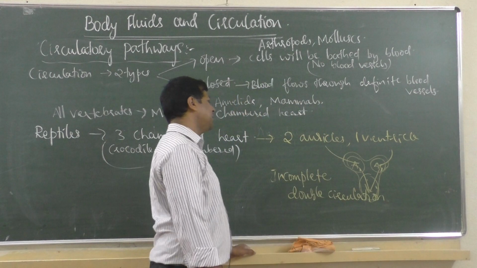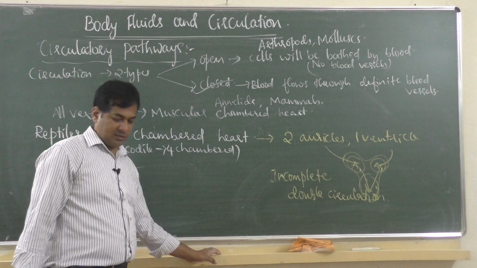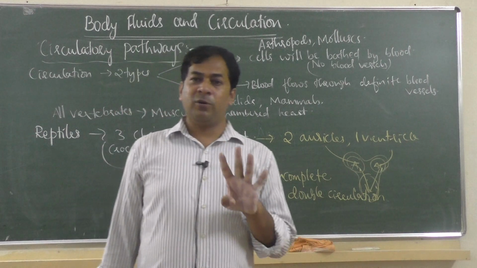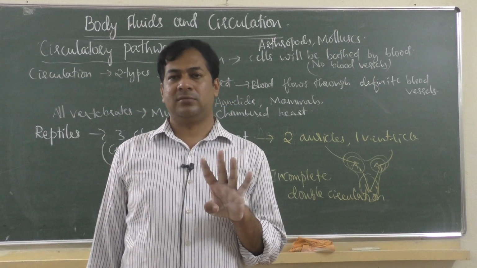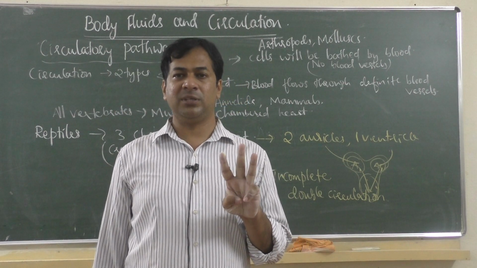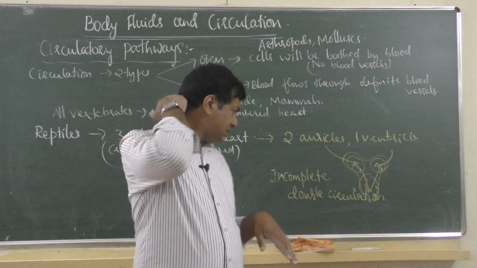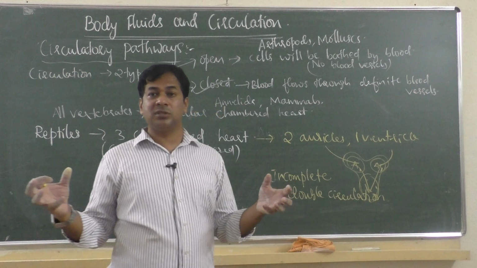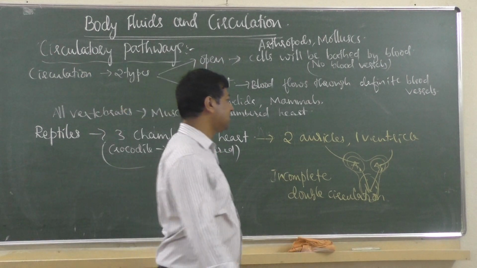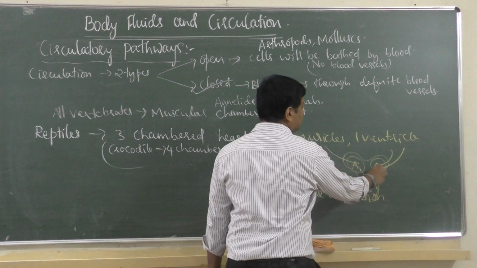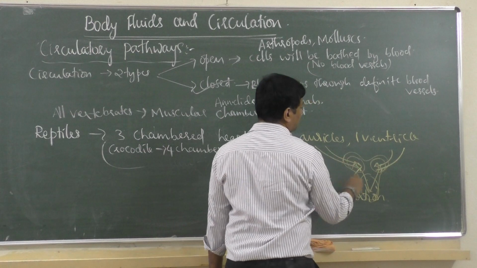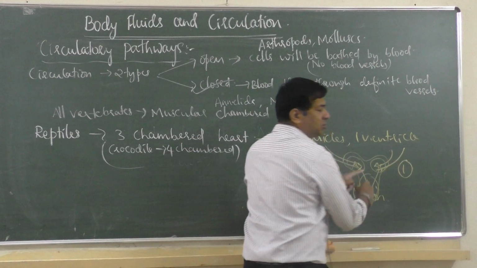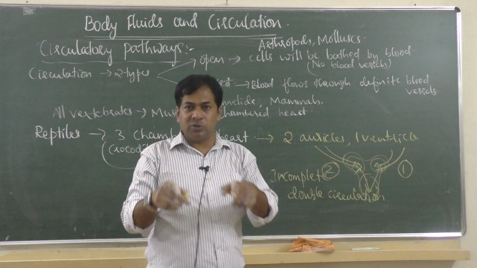Why is it incomplete double circulation? Because when all 4 chambers are there, then it is complete. Here only 3 chambers are there, so it is incomplete. And it is double circulation because blood comes 2 times to the heart. Once blood comes on the left side, and once on the right side. So 1 and 2, 2 times blood comes to the heart.